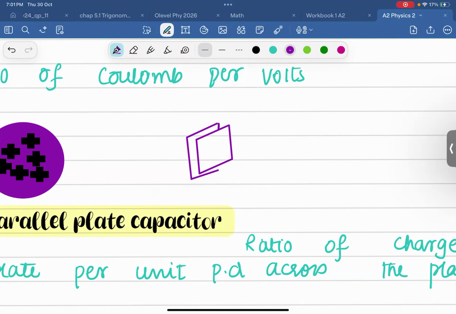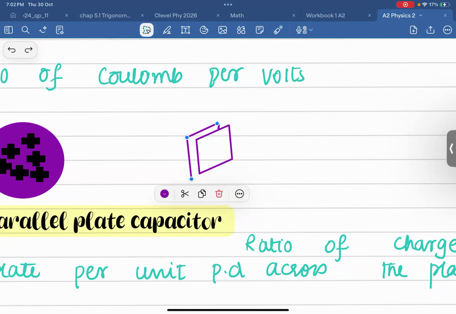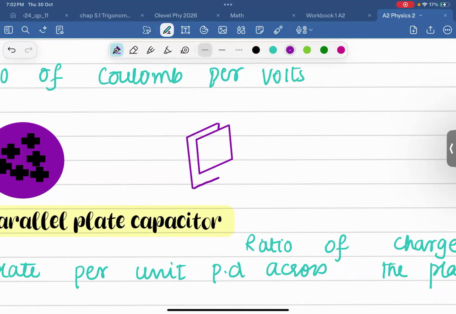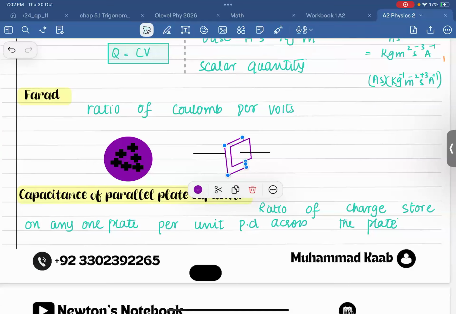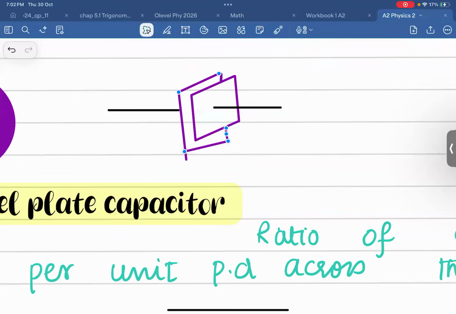A bit larger. Yes. Okay. And you have two arms. One in this direction and one. So this is how it should look like. Perfect. So this is the second, the parallel plate capacitor, and the first one is a spherical capacitor.